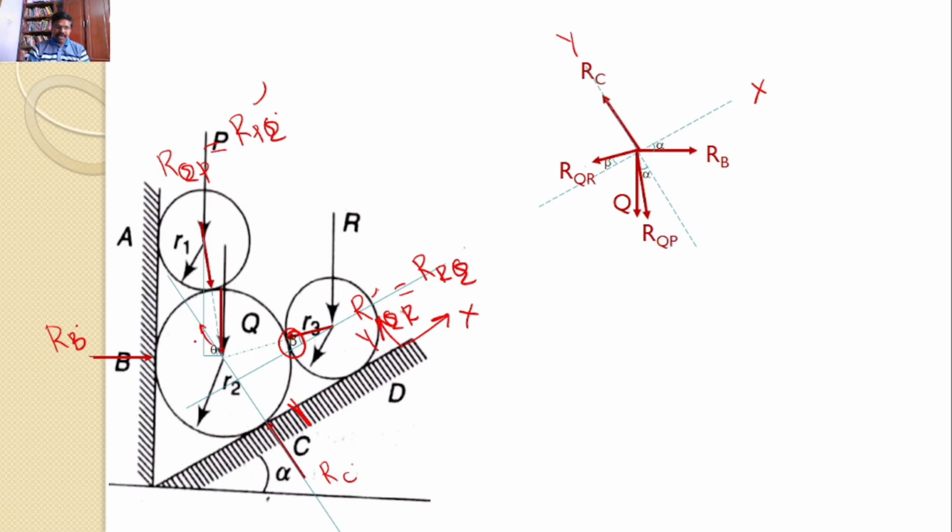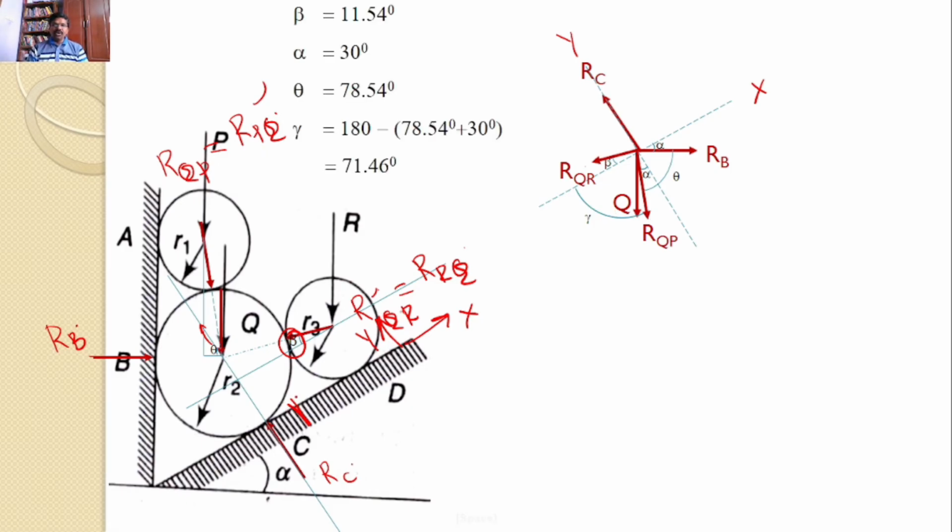That means the angle between RQP and RB. This is RQP and RB. RB is horizontal. RQP and RB. So this angle is theta. And let this angle is gamma. What is this angle? Angle between the x-axis and the RQP. Let this angle is gamma. We know all these values.